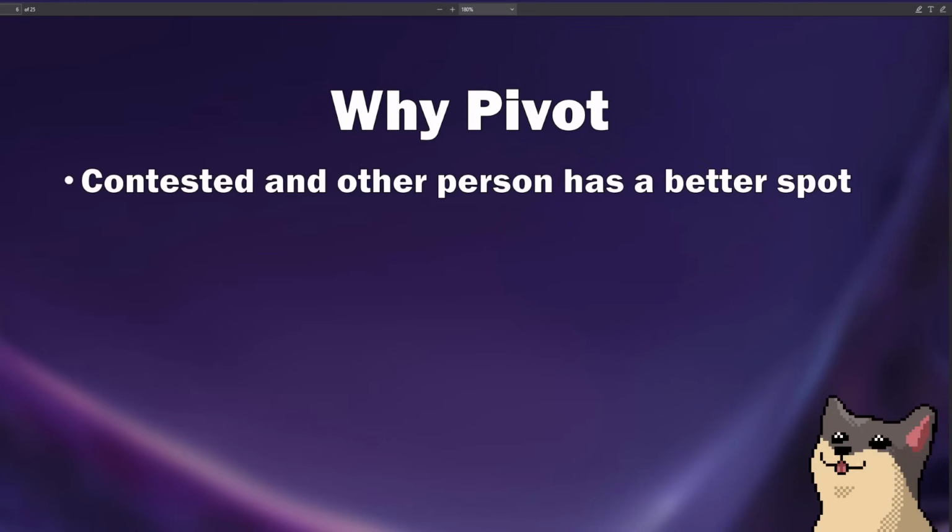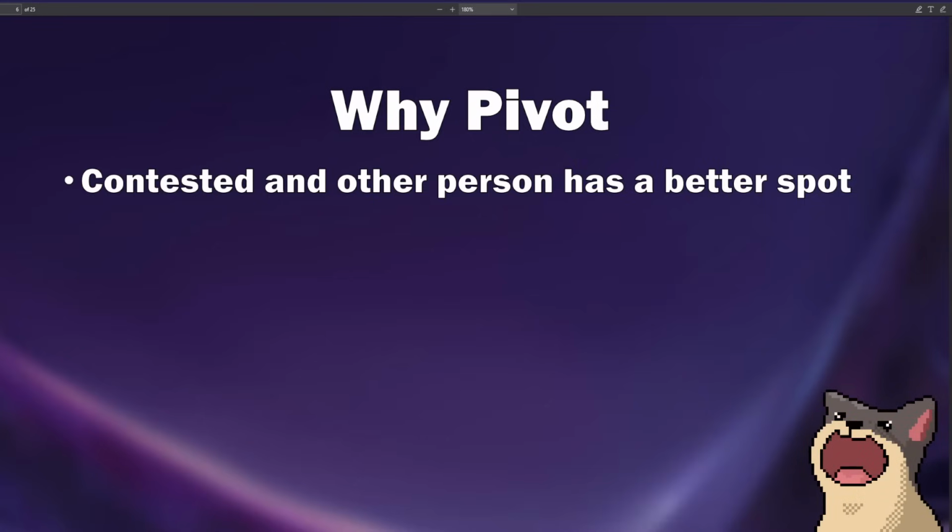So why should you pivot? Usually you're pivoting when you're contested, so that means somebody else is playing the same comp as you, and the other person has a better spot. If you have the better spot in the comp, a lot of times you're not really incentivized to pivot. Whenever you're trying to play a comp, you should always play the comp that you have the best spot for, regardless of what other people are doing. That's a good idea to hold in TFT. If you have a really good spot for a comp, as long as you can play that comp, you should. If other people end up having a better spot, then you should look to pivot, because a lot of times pivoting could be pretty bad and could actually be detrimental to your game.